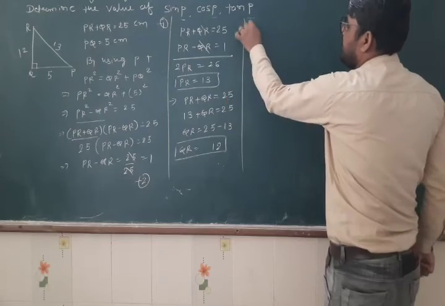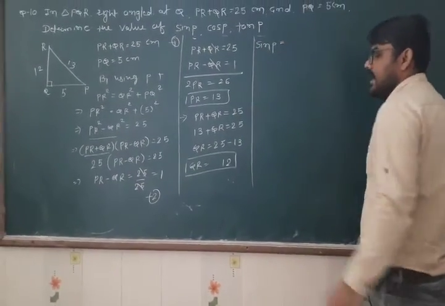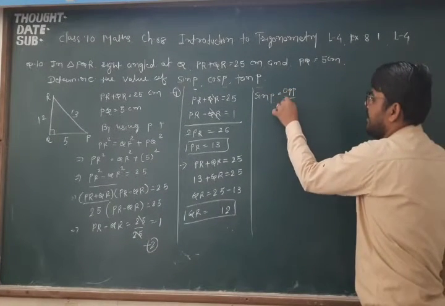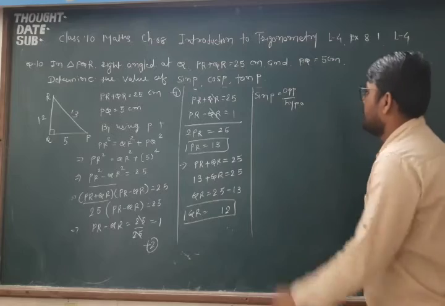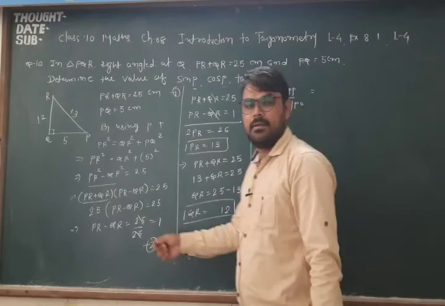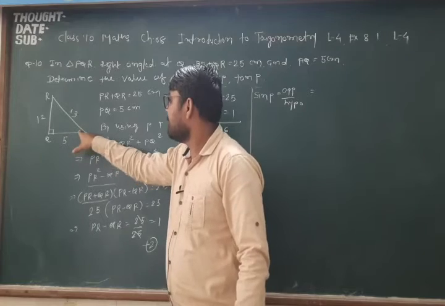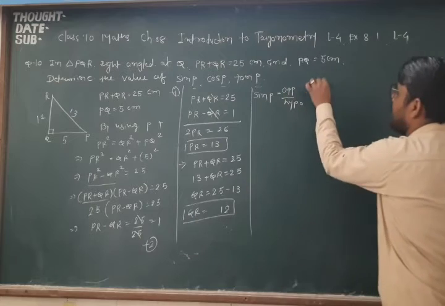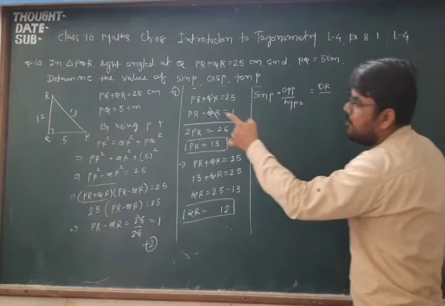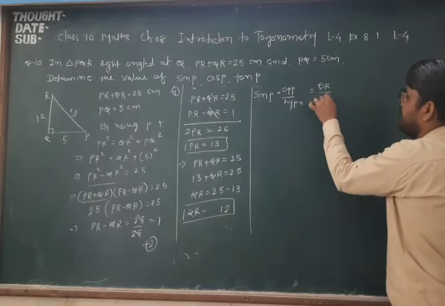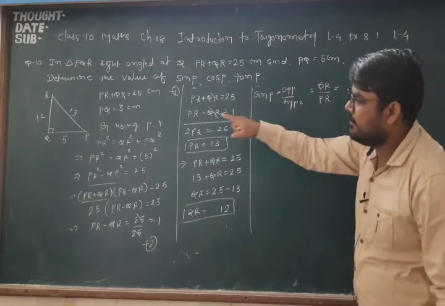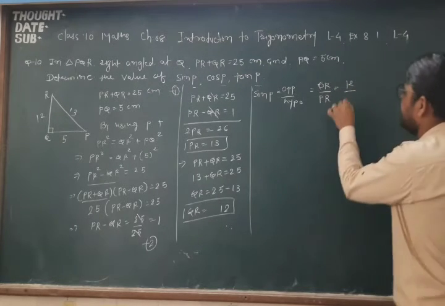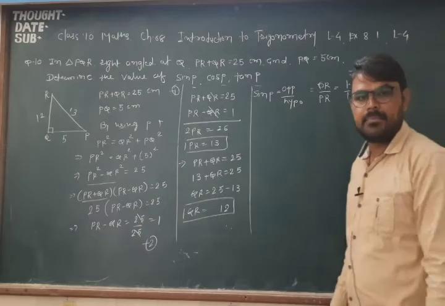So friends, what is sin P? Sine, what is the sine ratio? That is opposite by hypotenuse. Then what is opposite? Where do we have to stand? We will stand here at P. What is the opposite side? That is QR. And what is the hypotenuse? Hypotenuse is PR. Put down the values. What is QR? QR is 12. And what is PR? That is 13. So I got sin P.